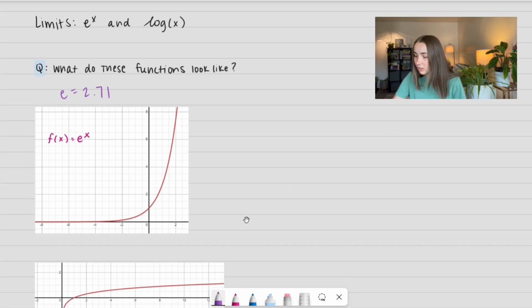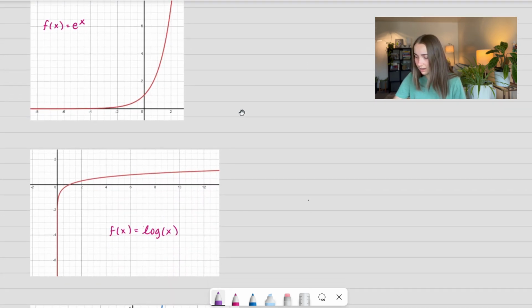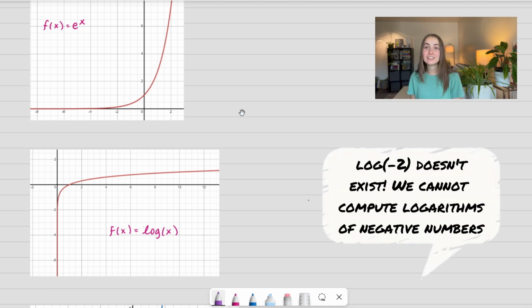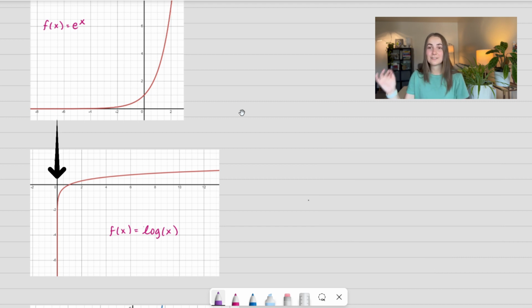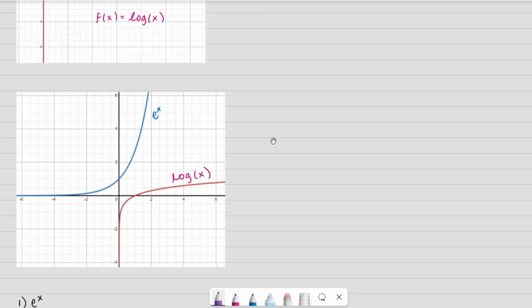Let's go ahead and look at log of x. I have that graph right here. So log of x, as x goes to infinity, it still grows, but it grows at a much slower rate. As x goes to negative infinity, that function doesn't even exist because you can't take the log of a negative number. So actually what we look at is x equals 0. And at x equals 0, we can see our function shoots down. It goes down to negative infinity. So let's look at both of these on the same graph.